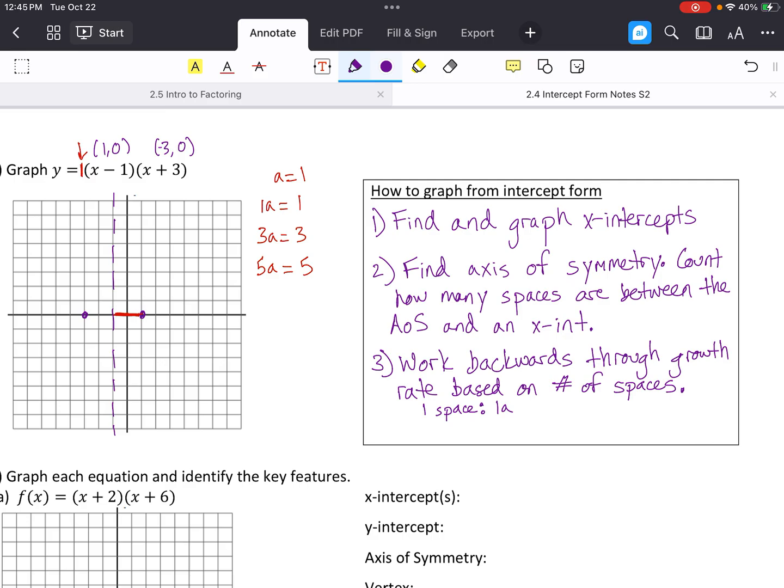So 1 space from the axis of symmetry is a vertical movement of 1a. If I do another space, then I would have to do 1a and 3a. If it was 3 spaces, then I'd be doing 1a, 3a, 5a. And I could keep that going for however many spaces there are. So if I have 2 spaces, what I need to worry about is these 2 movements, specifically the 1 and the 3.